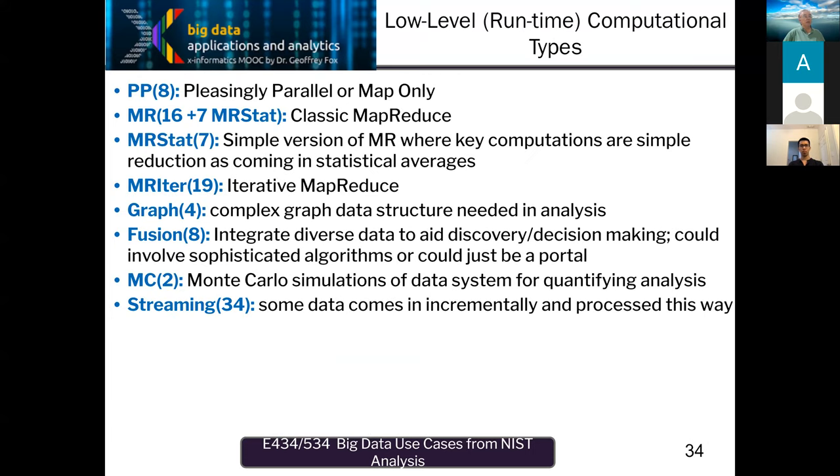Then we have what I call the problem architecture, how it looks. This also tells you how many there are of each type in the 51. There were meant to be eight which are pleasingly parallel, which meant that the job consists of totally independent processing of every item. There is MapReduce, which you could say is like that energy problem. You process each of the 1.4 million sensors, and then you add them up and accumulate them and analyze the differences between them. That's MapReduce.